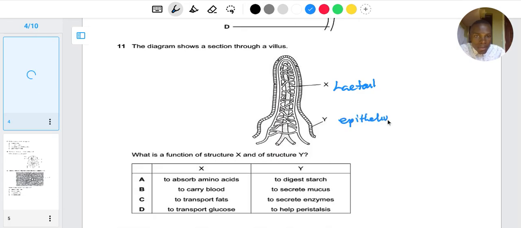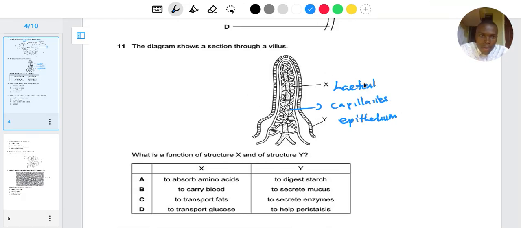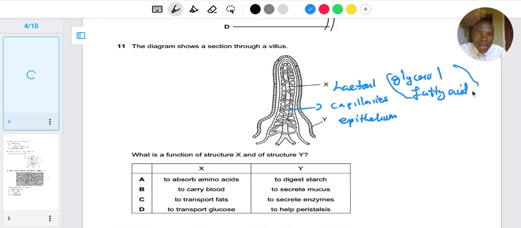So the epithelium and the lacteal also have the blood vessels, which are called the capillaries. Okay, so in terms of the functions, the lacteal is involved in the absorption of glycerol. So it absorbs the glycerol as well as the fatty acids. Then apart from that, we also have the capillary, which is involved in the absorption of the amino acids as well as glucose.